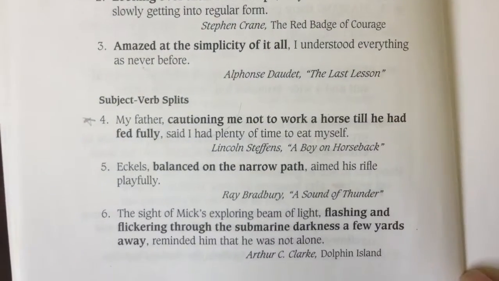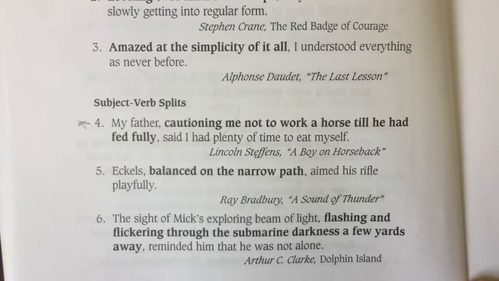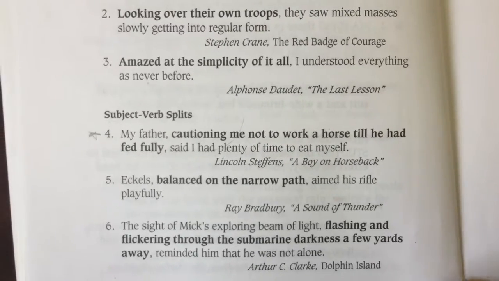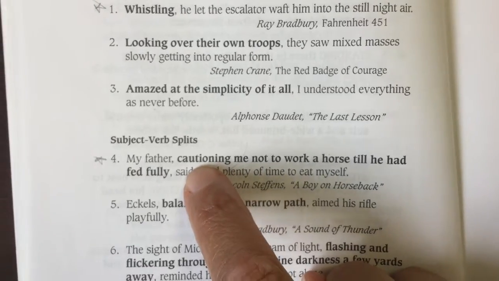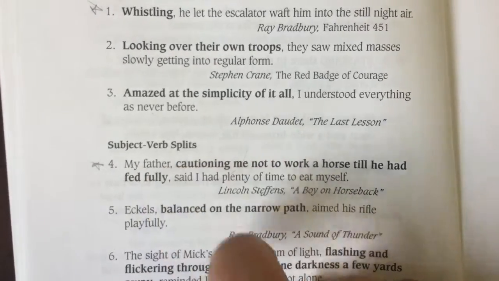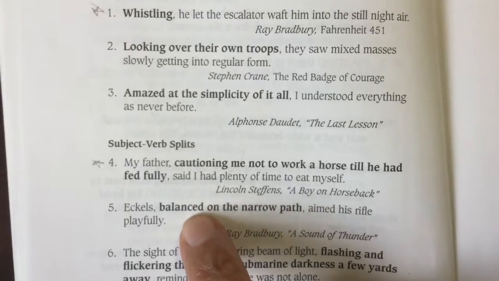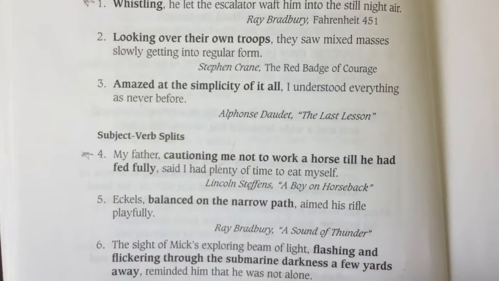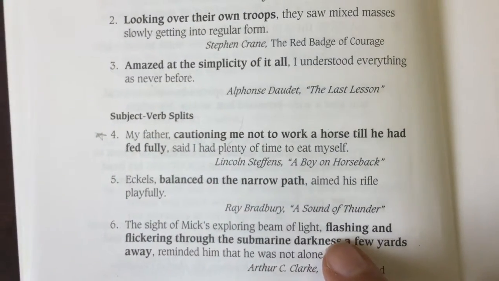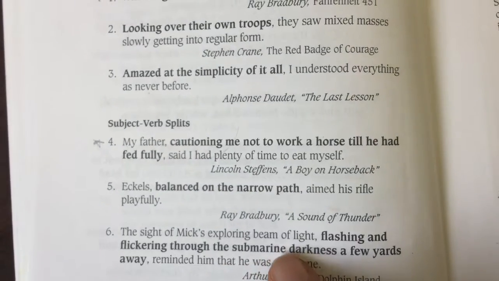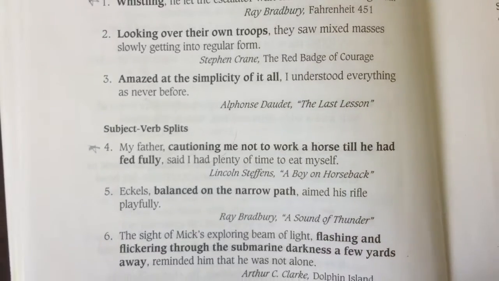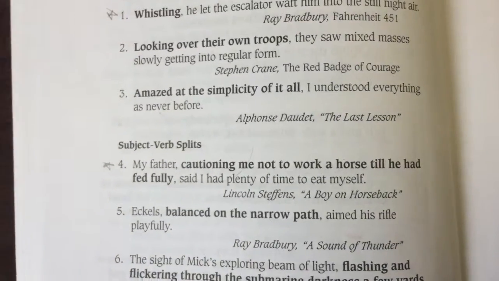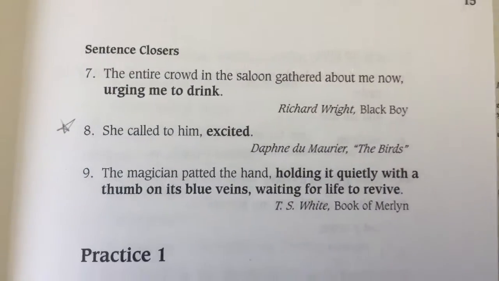Here's some subject-verb splits. This participial phrase is talking about my father. This one is talking about Eccles. Flashing and flickering through the submarine darkness of a few yards away, it's talking about what? The light.